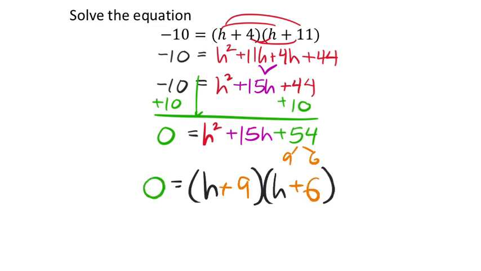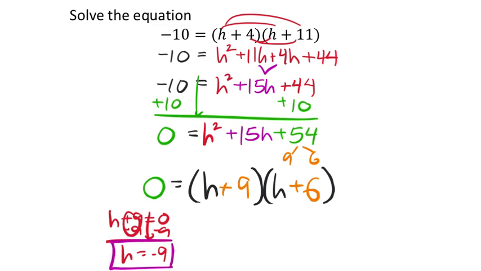So these equations are going to be great to solve. Like the h plus 9 right there, if it could equal 0 by itself, it would make the original equation true. So subtract 9 from both sides. h then would equal -9. Okay, so replace h with -9 up here at the top. -9 plus 4 is -5. -9 plus 11 is 2. -5 times 2 is -10. That checks off. Okay, so I'm going to box that in so I can put that behind me.